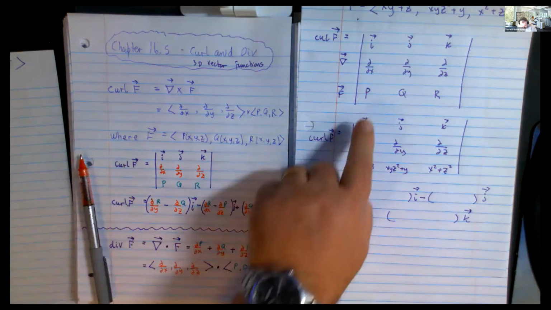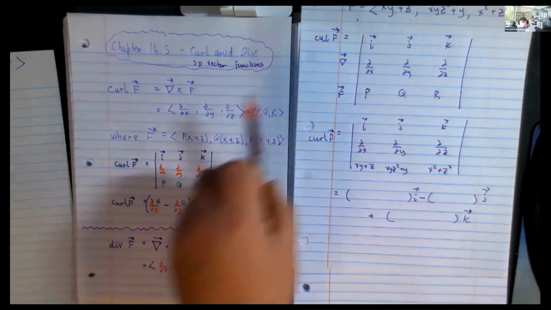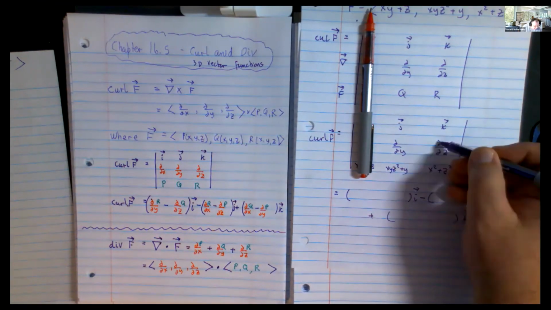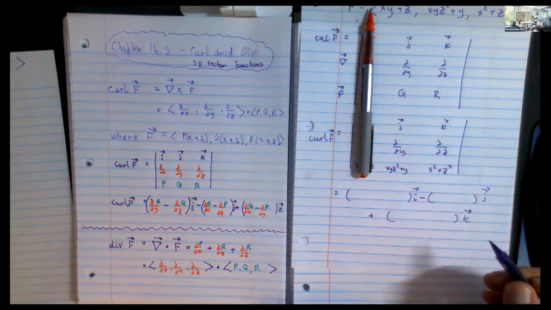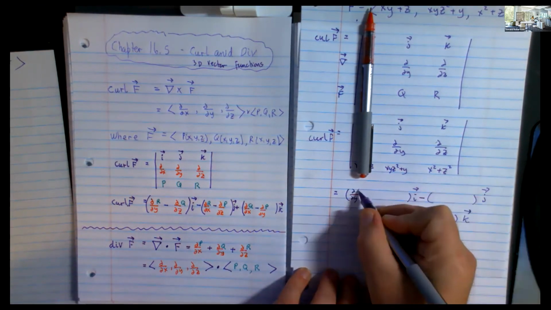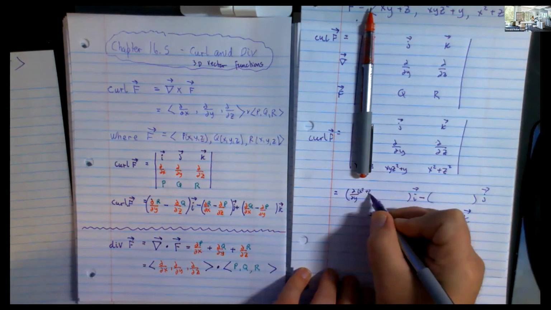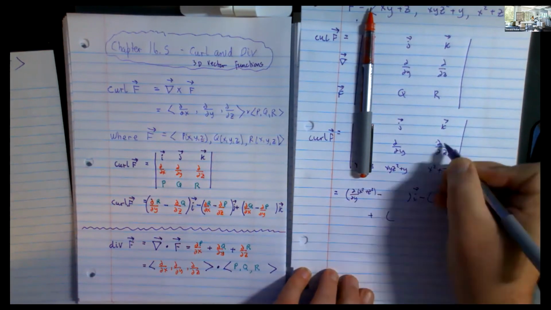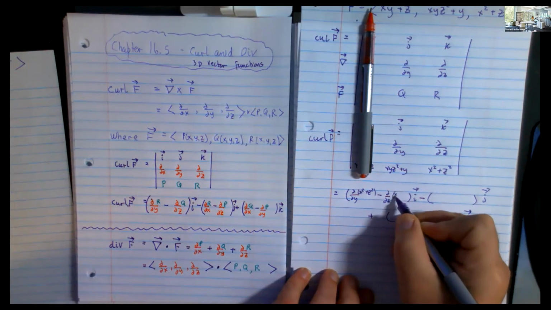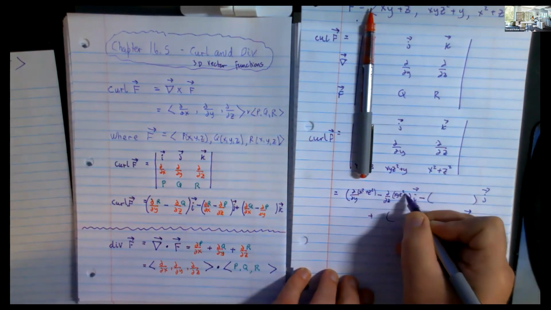If you want to get the i component, don't you cover up the i? And then you do major, take away minor. So in this case, you're going to do the partial derivative with respect to y of x squared plus z squared, take away the partial derivative with respect to z of xy z squared plus y.